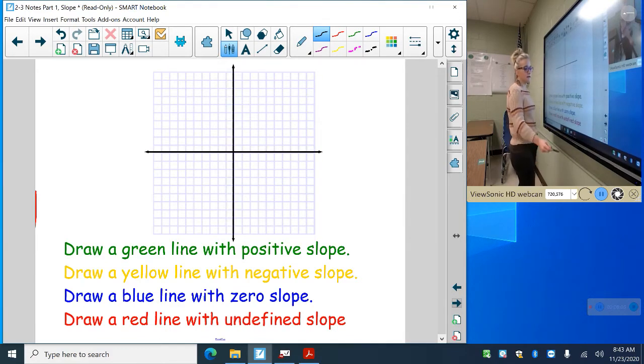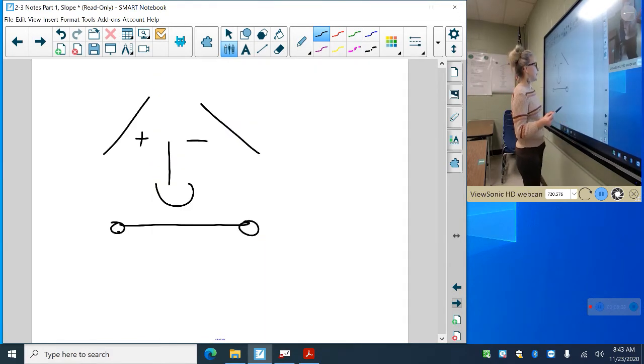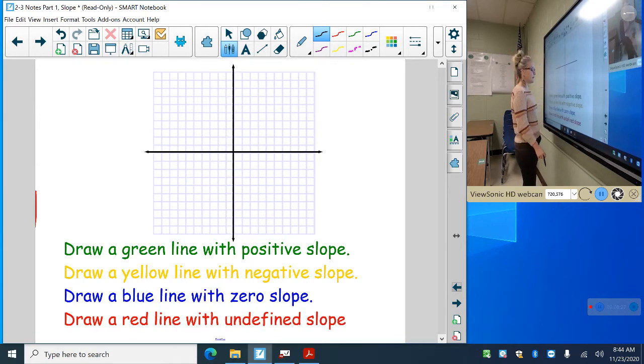Another way, which I think I wrote down, is the slope face. Anytime you go uphill, it's positive, downhill, negative. Vertical is undefined. If you look at the U here, the U, and then over here is 0. See the zeros at the end? Another way to remember.